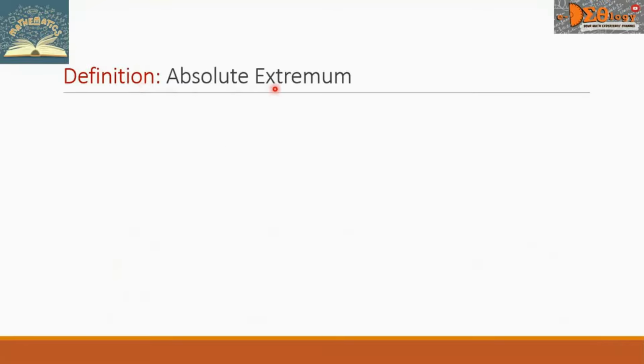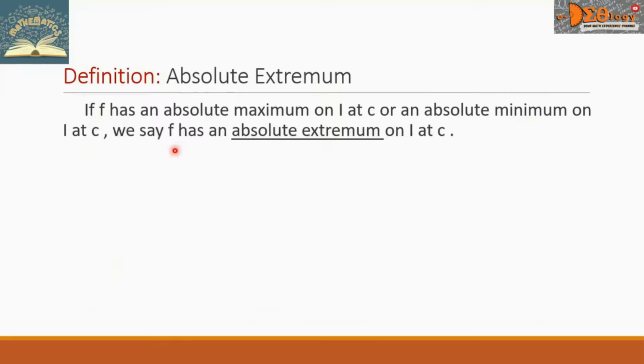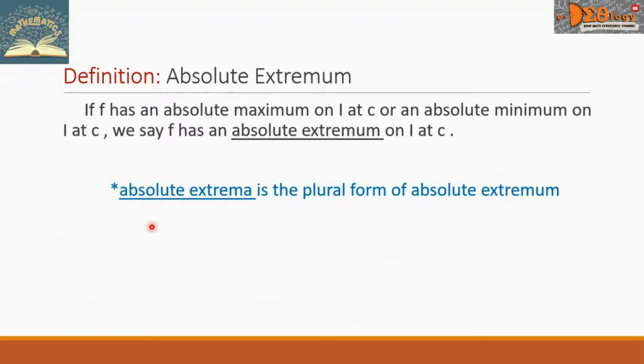Next is absolute extremum. If f has an absolute maximum on I at the point C, or an absolute minimum on the interval I at the point C, we say f has an absolute extremum on the interval I at C. Take note, absolute extrema is the plural form of absolute extremum.